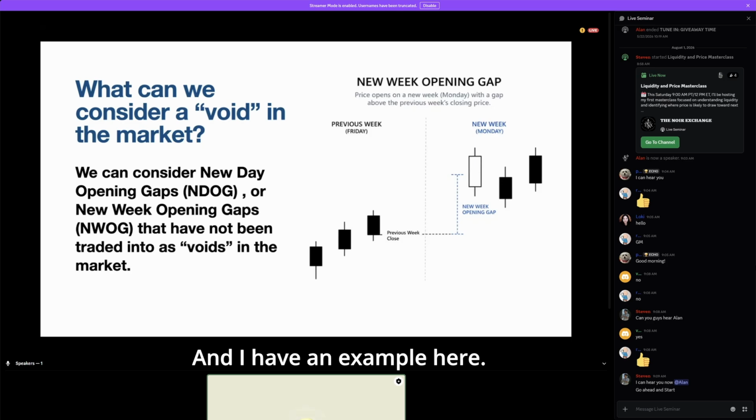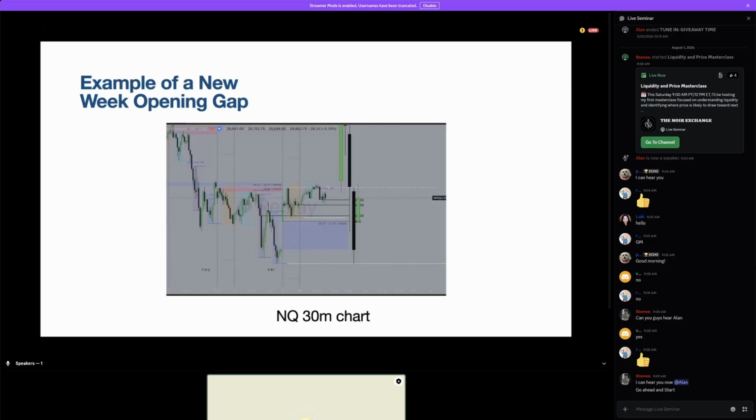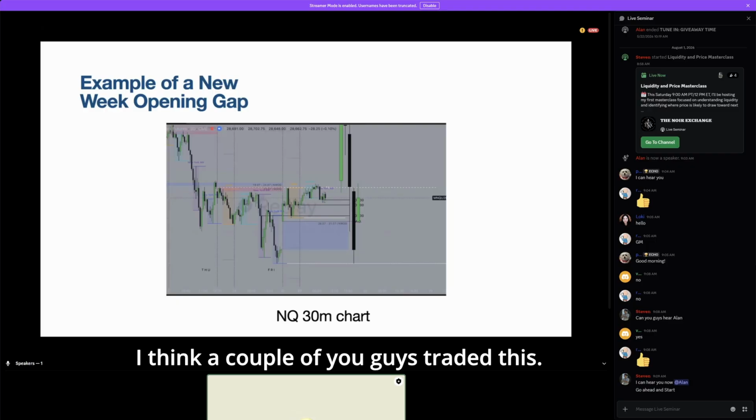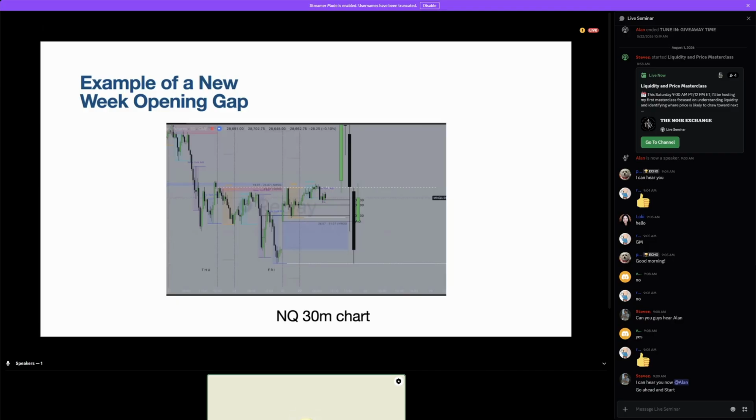And I have an example here. So this was actually this Monday, and I did take a trade from this, and I think a couple of you guys traded this. I think Steven even traded this, but I also have an indicator for this, which I'll link at the end of the video. But you guys can see this blue box. That's the new week opening gap.